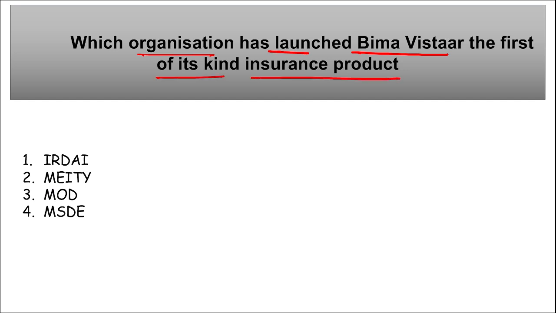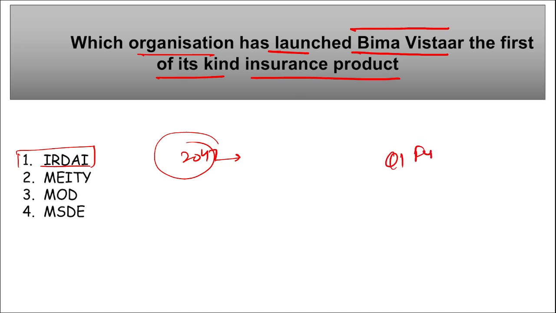So this Bima Vistar, this was launched by which organization? By whom? So this was launched by IRDAI. And if you remember, IRDAI's vision is to provide insurance to every individual in India by 2047. Correct? So this Bima Vistar is a first of its kind affordable insurance product that covers risk against life, health and property, and this was launched in the first quarter of fiscal year 25, right? This will be launched in the coming first quarter. Correct? So this is your Bima Vistar launched by IRDAI.